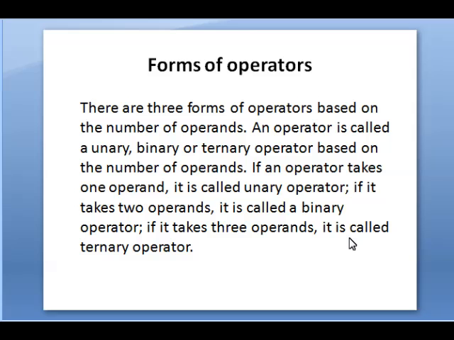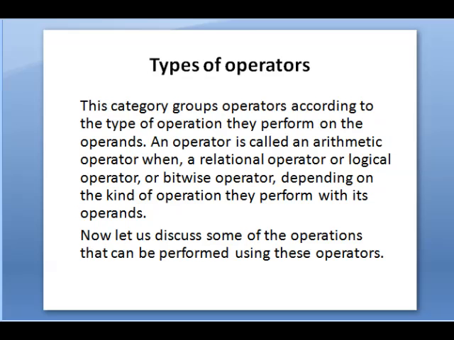If an operator takes one operand, it is called a unary operator. If it takes two operands, it is called a binary operator. If it takes three operands, it is called a ternary operator. Next is types of operators. This category groups operators according to the types of operations they perform on the operands. An operator is called an arithmetic operator, relational operator, logical operator, or bitwise operator, depending upon the kinds of operation they perform with its operands.